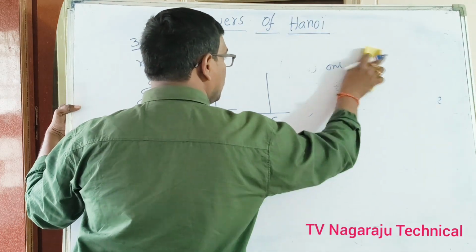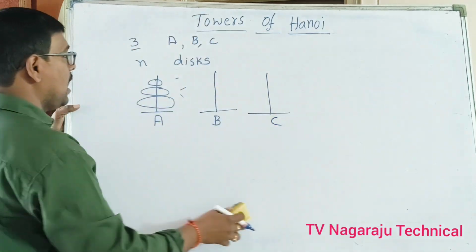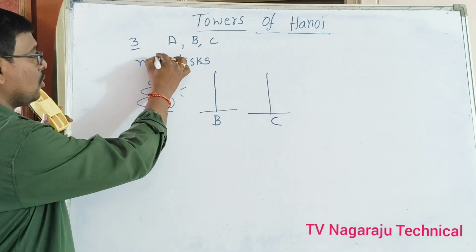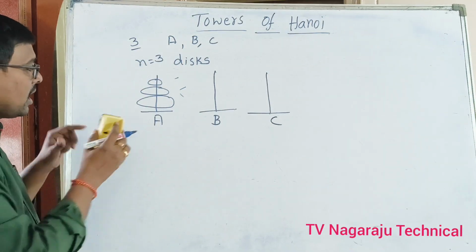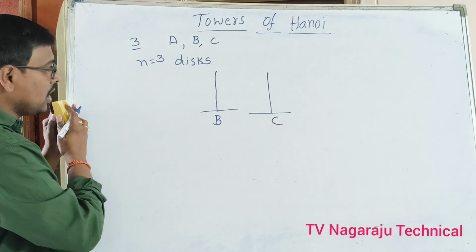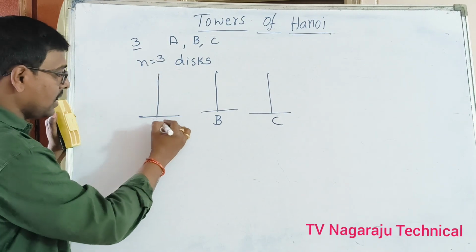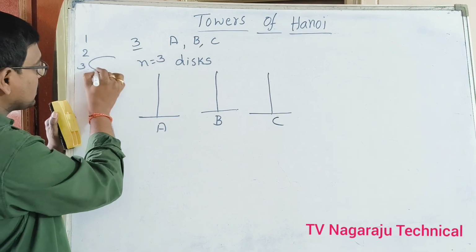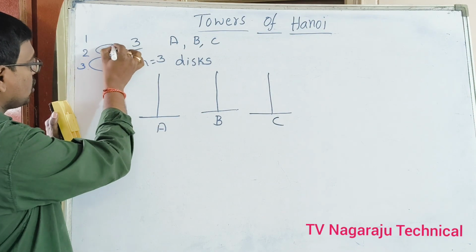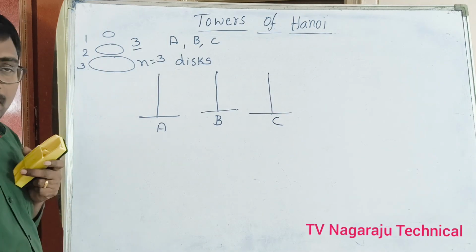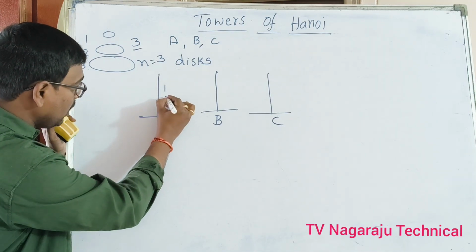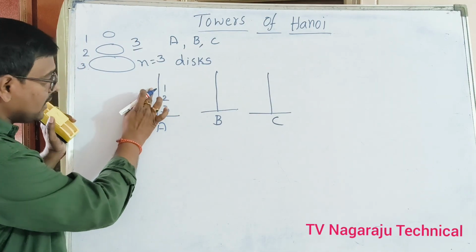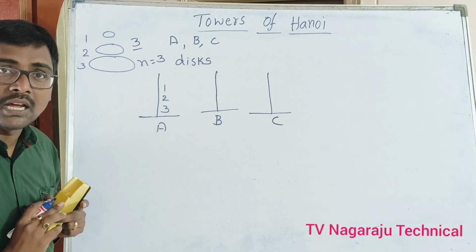Okay. Now we will discuss with one example. Assume n is equal to 3. That is, I have 3 discs. Instead of sizes, here I will write on A. Assume these are 1, 2, 3. 1 is the smallest, 2 is the next one, 3 is the largest. Initially, in this order, the discs are placed.